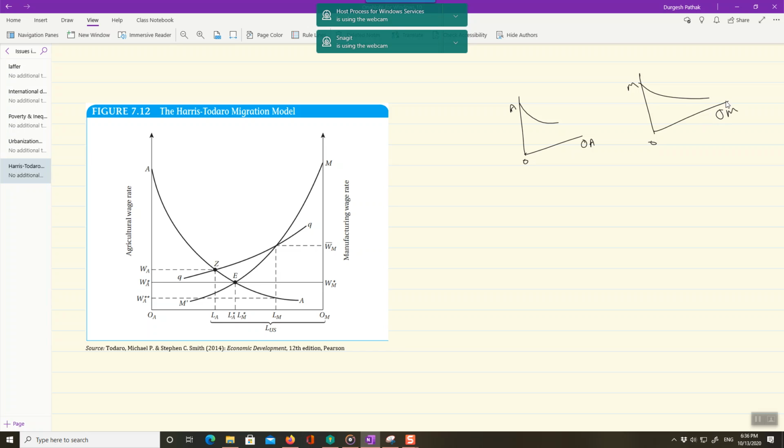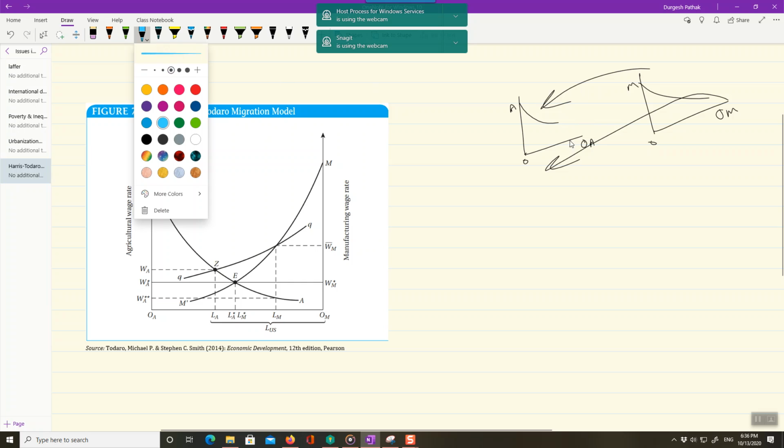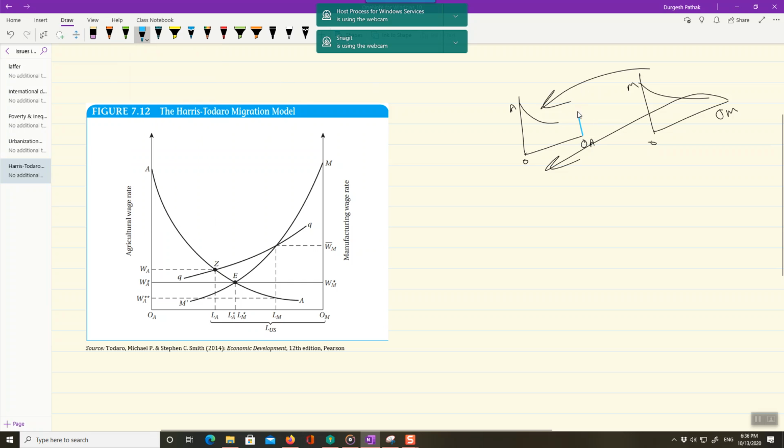What we have done is taken this and turned it this way. So I end up joining these two like this. This LM curve actually now comes like this, and this OA is now here, OM is here. So this way, if you move, you are showing the labor force in agriculture. If you are moving this way, you are showing the labor force in manufacturing. That's what has happened here.